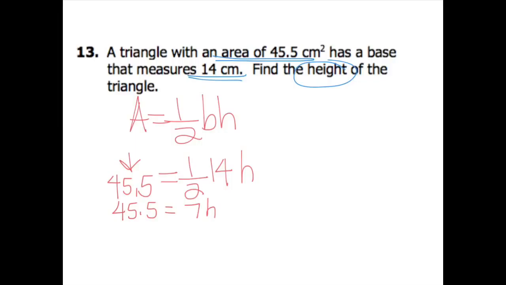45.5 is equal to half of 14, which is 7h. And we'll divide by 7 on each side to find out what h is. And h is equal to 6.5. Now let's go back and see what we circled. We circled height. Did we find height? Yay, we did. Height is 6.5 centimeters. How come it isn't squared? Because centimeters for height is a linear measurement, so it's to the first power.